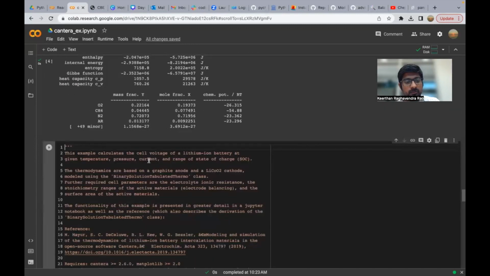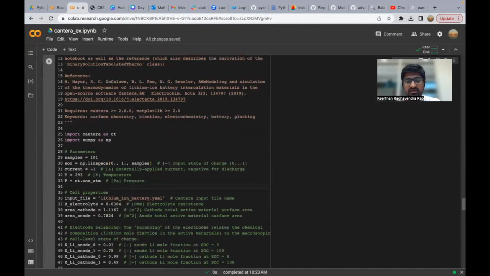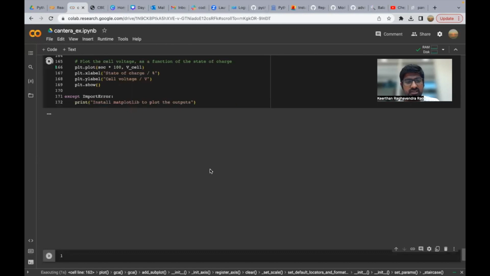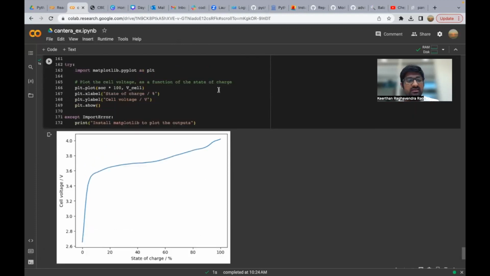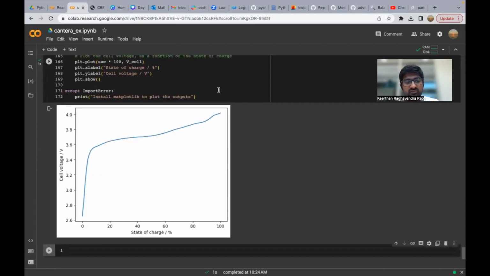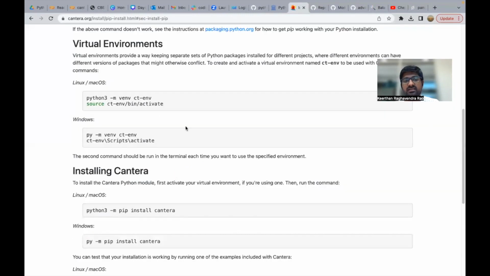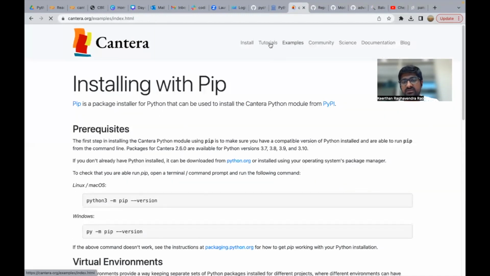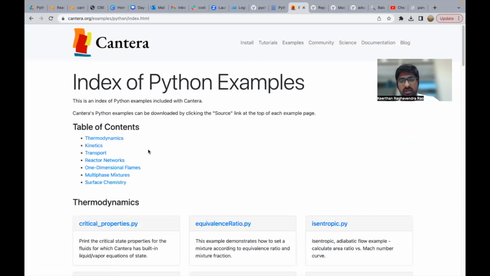Then there's an example for the cell voltage of a lithium ion battery. If I'm not wrong, this measured the cell voltage with respect to state of charge. At 100% charge, you have the highest cell voltage. These are some experiments that you can simulate using Python. That was the last example that I had. For more examples, check out their website. They have plenty of examples. They also have a tutorials page where you can go through all of the code that they've written.